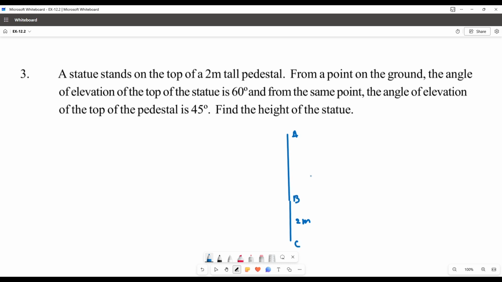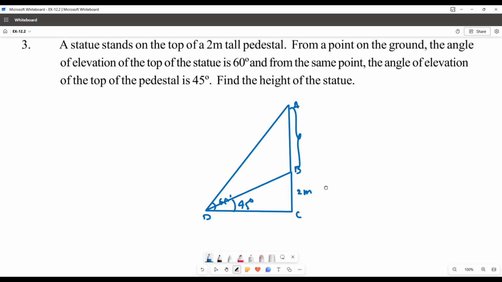Okay, so it says from a point on the ground, the angle of elevation of the top of the statue is 60 degrees. So let's say this is some point D on the ground, and from this point the angle of elevation to the top of the statue is 60 degrees. Okay, next he says from the same point the angle of elevation to the top of the pedestal is 45 degrees. So this angle is 45 degrees. Next he wants to find the length of AB. Okay, so this is very similar to the second question.